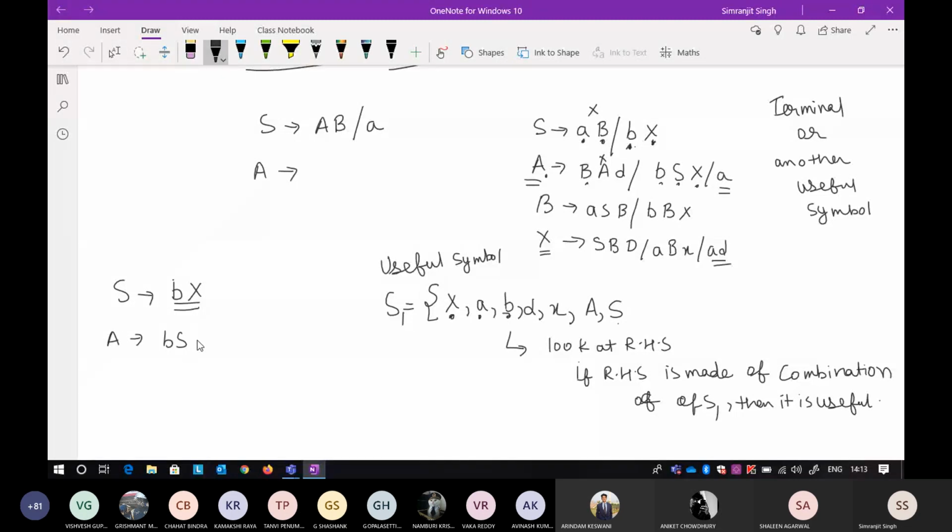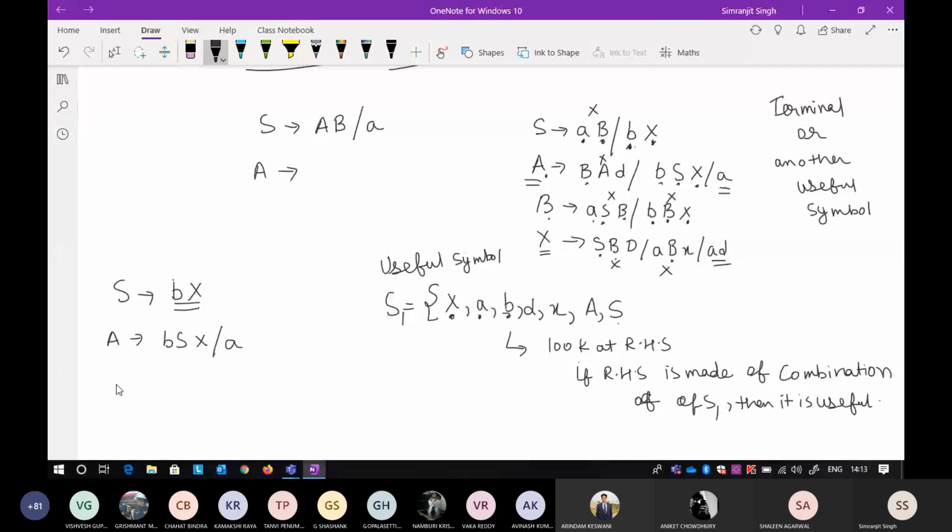Now B, S and X, you can also include A in the set, but it is already included, so there is no need. A is already a useful symbol because it is a terminal. So for B, A is there, S is there, big B is not there, so you do not include this one. X is also there, but big B is not there, so this is also not a useful symbol. Just do not include this one. Now see X. S is there, B is not there, so you can eliminate this one.